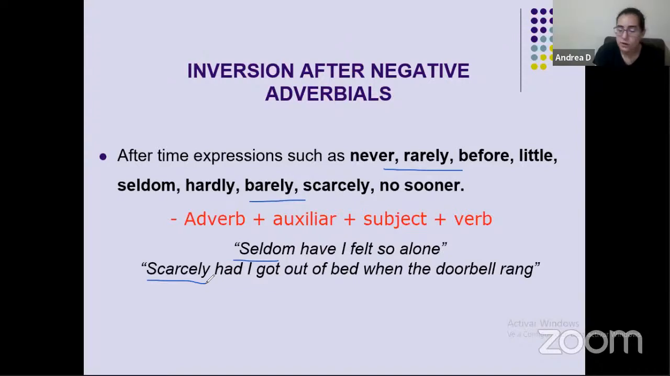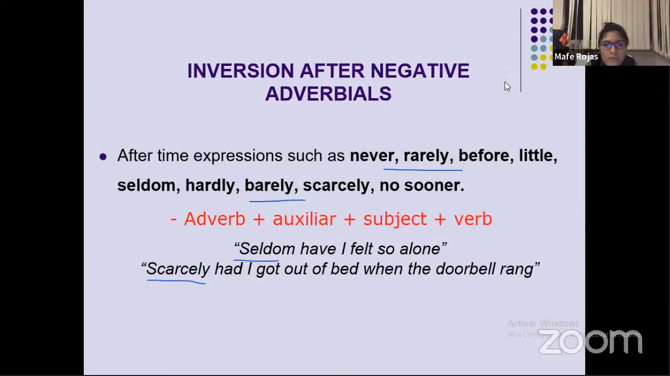Rarely ever had I got out of bed. So it can also refer to time, few times or a few things. Like you could say, you can scarcely find gold in Bolivia. So you rarely ever find gold. So it's very, very common.